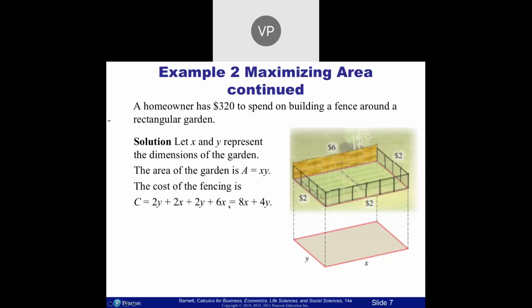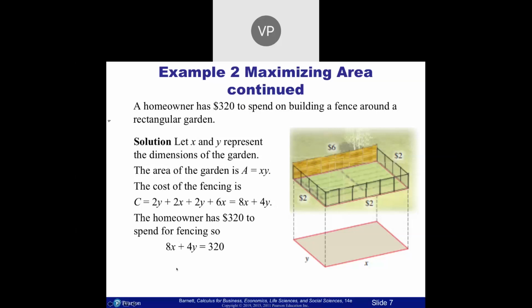Look and see how they did this. Notice the cost is going to be 2 times Y, because remember this is Y over here. So that's this side, $2 a foot. That's why it's 2 times Y. However many feet Y is, you take 2 times it, and that's the cost. Just like 2 times this X, 2 times this Y, and of course this side is also X, but it's $6 a foot, so that's 6X. So your cost formula is 8X plus 4Y. We know the cost is going to be $320, so I'm going to set that equal to 320. There's my formula.